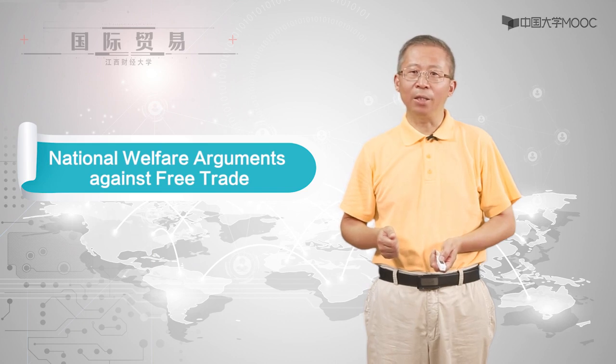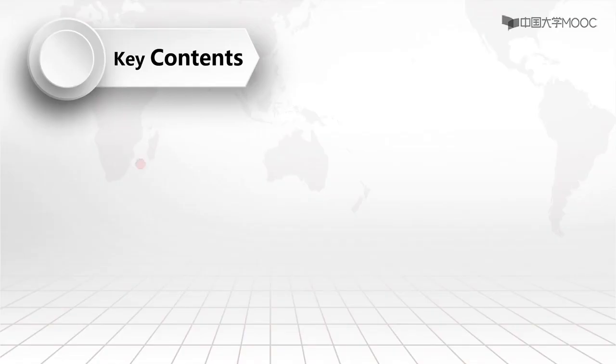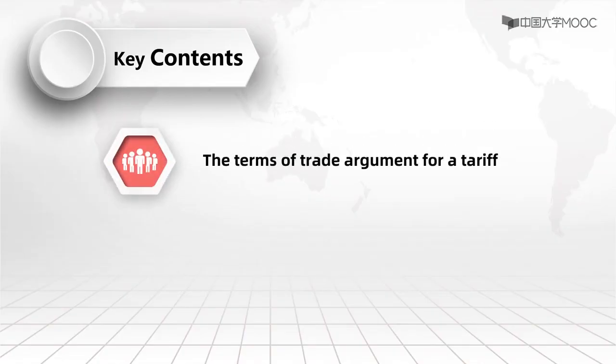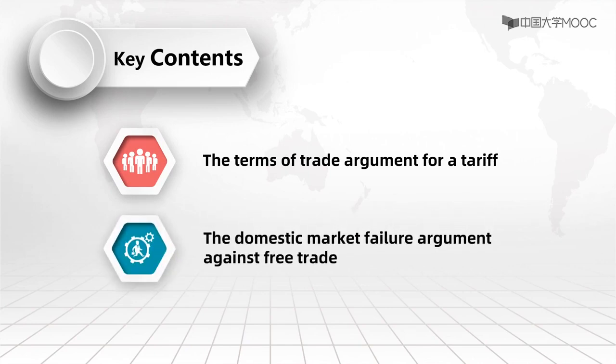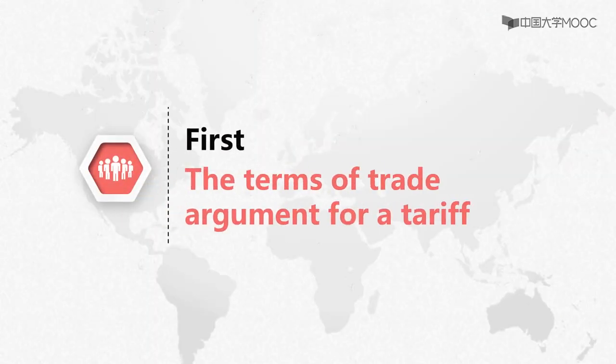Hello, classmates. Today, we will study national welfare arguments against free trade, focusing on two main arguments: the terms of trade argument for a tariff and the domestic market failure argument against free trade. First, the terms of trade argument for a tariff.